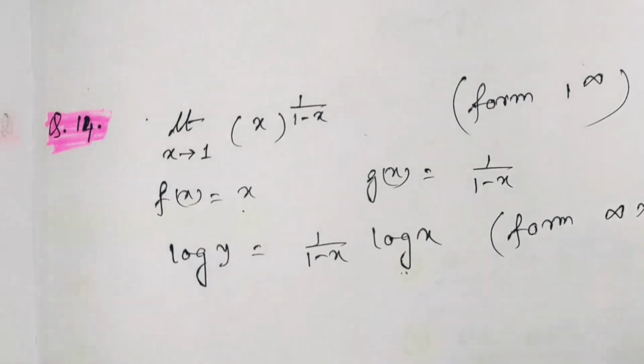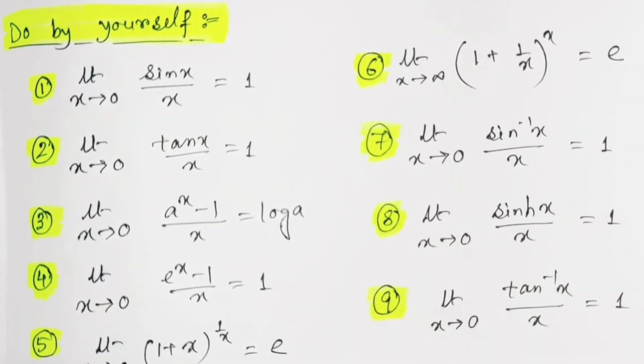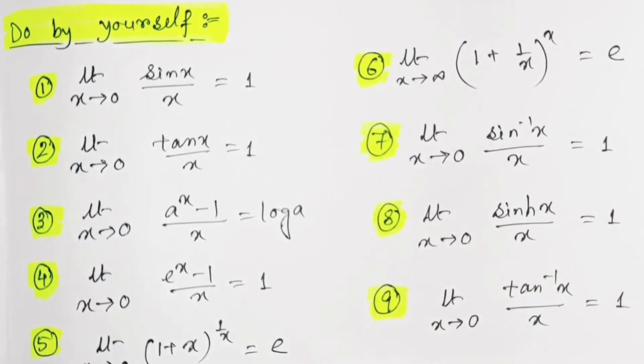So I hope you can understand what the indeterminate form is and what the L'Hopital rule is, and based on that how to identify whether a given limiting function is indeterminate or not, and if it is an indeterminate form, which form it is. After identifying the form, we should transform it into the 0 by 0 form or infinity by infinity form, and after that we should solve it.